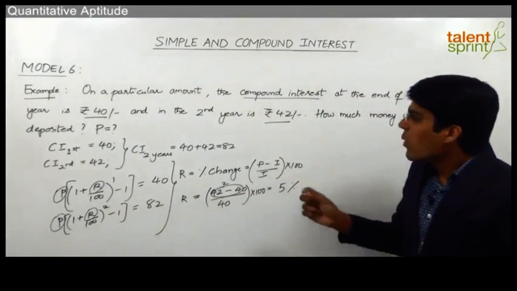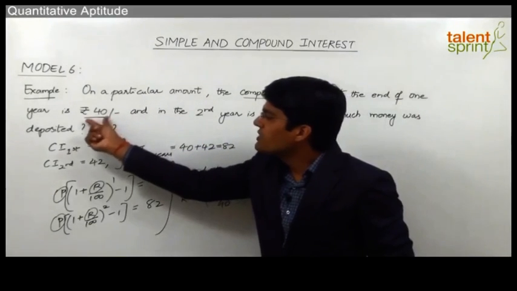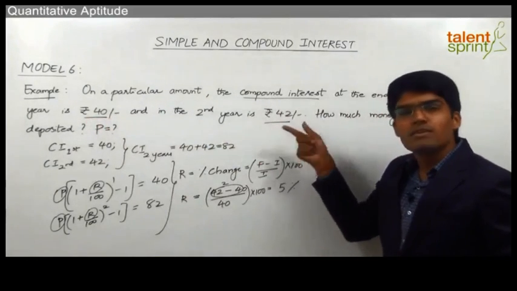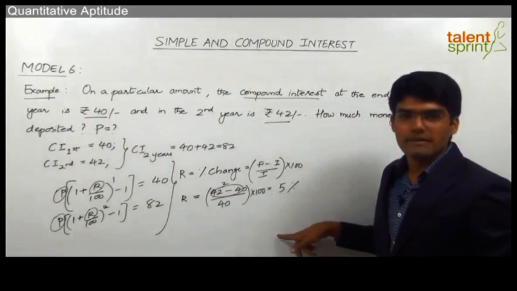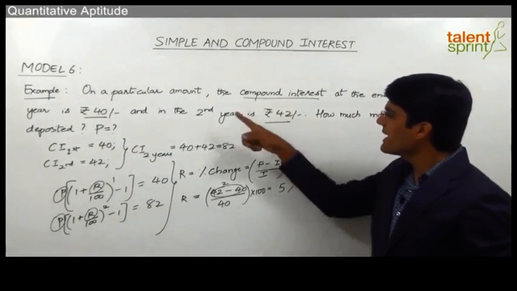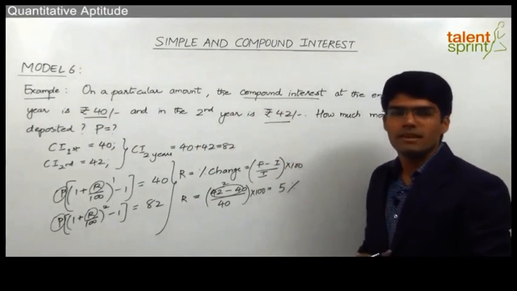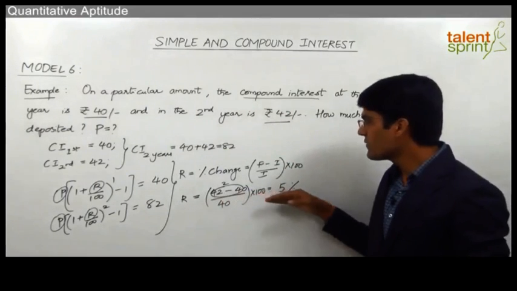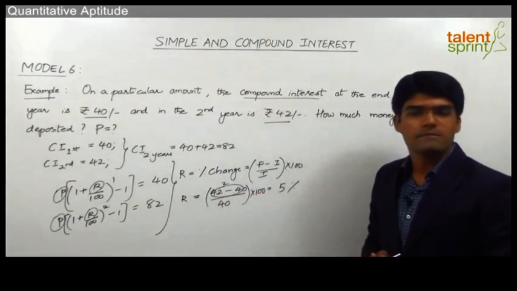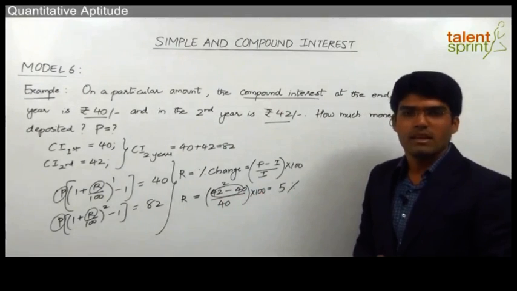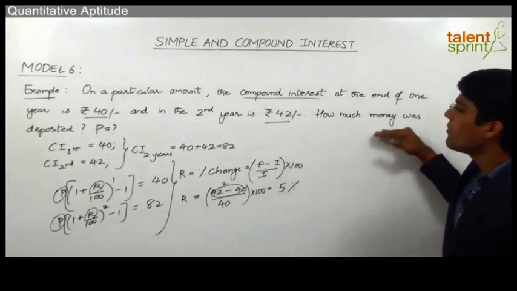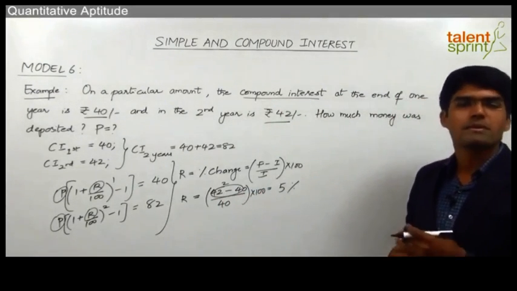Why? Because whatever change comes into picture from first year to second year is only because of this rate of interest. So that is the reason whatever we get as percentage change should be taken as the rate of interest. So the rate of interest for this case is 5% per annum. And now we need to find out how much money was deposited, or the principal amount.